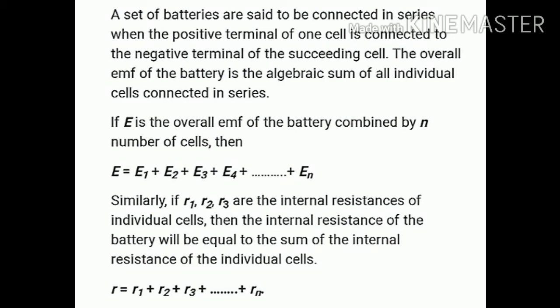Similarly, if R1, R2, R3 are the internal resistances of individual cells, then the internal resistance of the battery will be equal to the sum of the internal resistances of the individual cells. Hence, R is equal to R1 plus R2 plus R3 and so on.